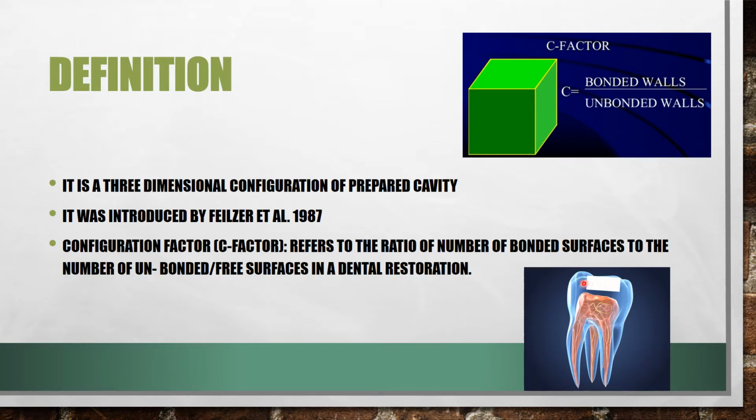The bonded surfaces are the surfaces of the tooth which are bonded to the composite material, and the unbonded ones are the free surfaces. That means the composite is not bonded to the tooth surface there. That becomes your unbonded wall. So the C factor is a ratio of these bonded walls upon the unbonded walls.